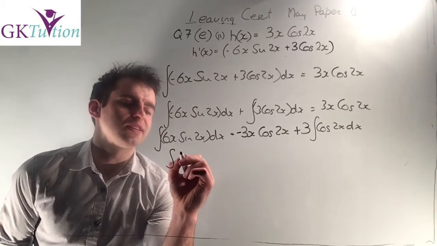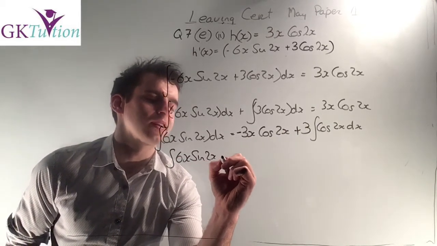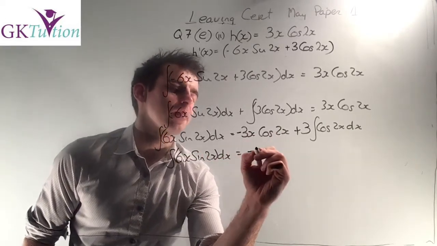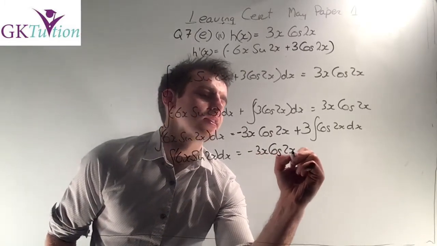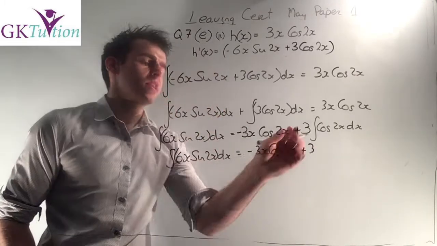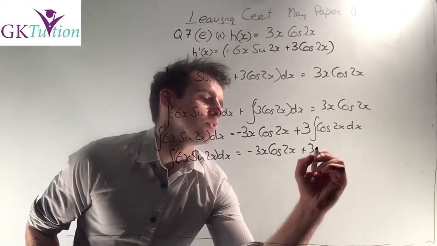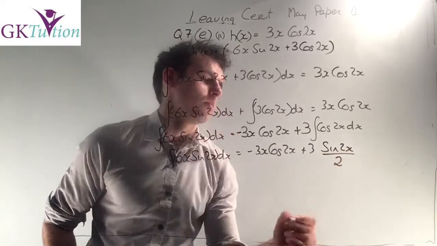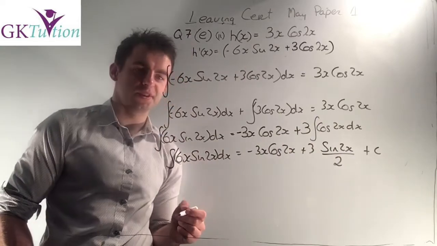So the left-hand side stays the same. It's the integral of 6x sine 2x dx. And this term stays the same. I don't need to do anything with it. It's just minus 3x cos 2x plus 3 times. Now I need to integrate cos 2x. If you integrate cos 2x, you get sine 2x divided by 2 plus c. In this case, if there were no limits, I'd add in a plus c.